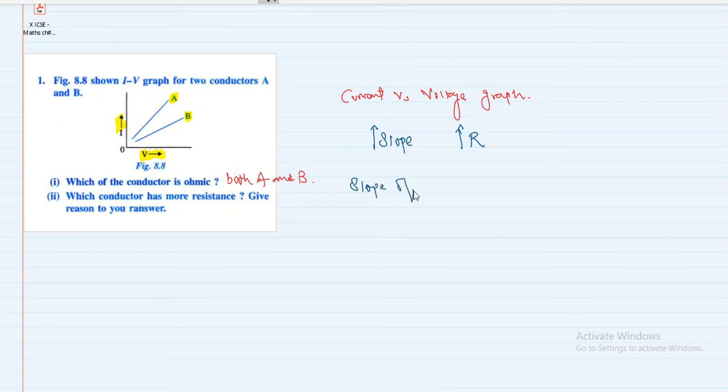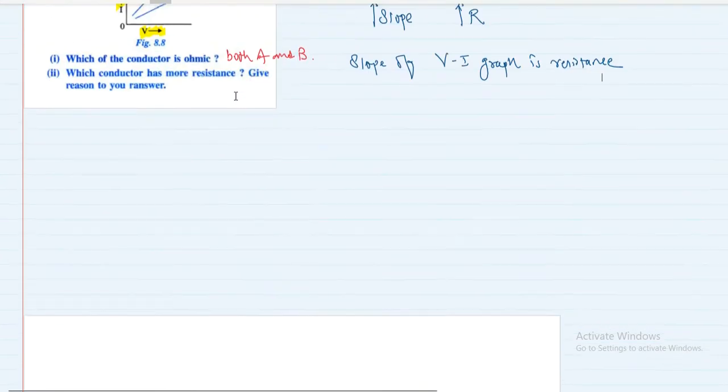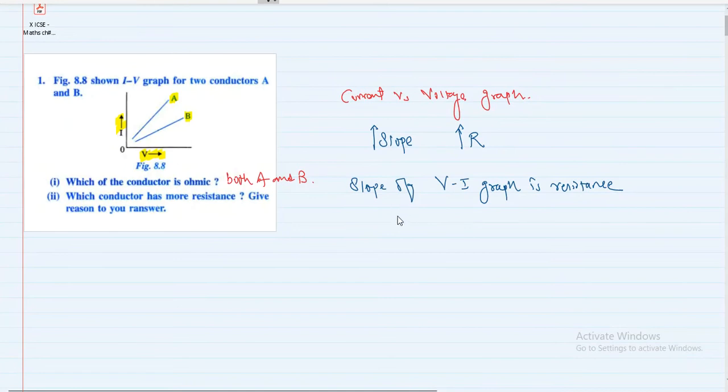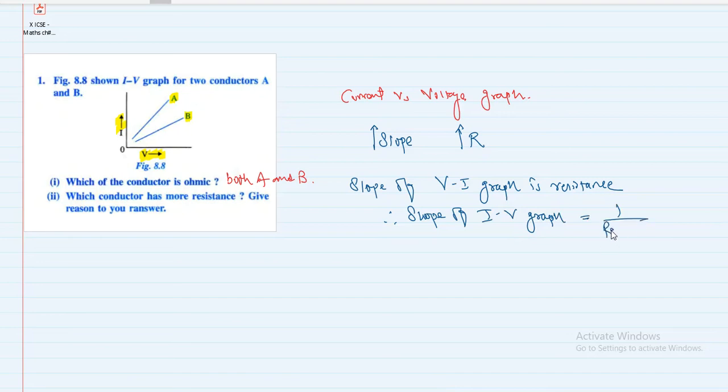Slope of VI graph is resistance. Slope of VI graph is resistance. Therefore slope of IV graph is equal to 1 upon resistance, which is conductance. Slope of IV graph is 1 upon resistance, which is conductance.